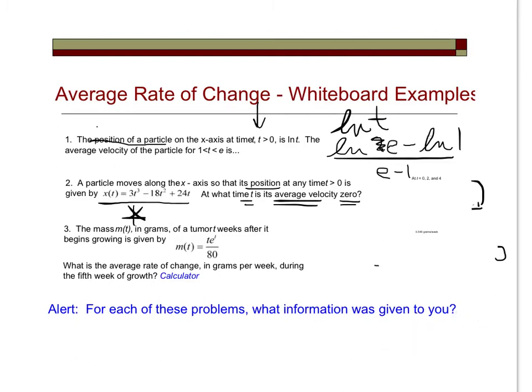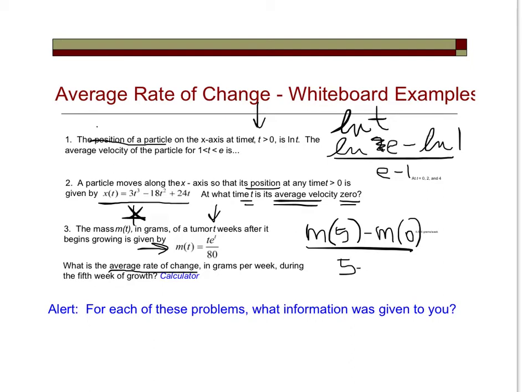Now I'm going to use my handy dandy eraser to give myself a little more room for the third problem. For the third problem, we are given a situation about the growth of a mass, and the time is in weeks. The function m of t models the weight in grams of the mass. What is the average rate of change, in grams per week? So again, we would go m of 5 minus m of 0 all over 5 minus 0 to give us the average rate of change in grams per week.